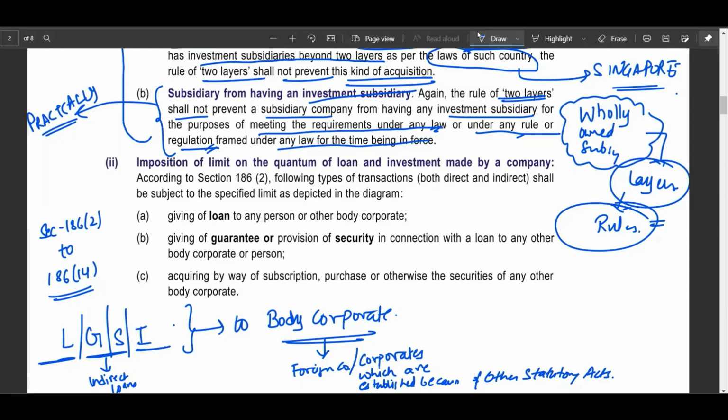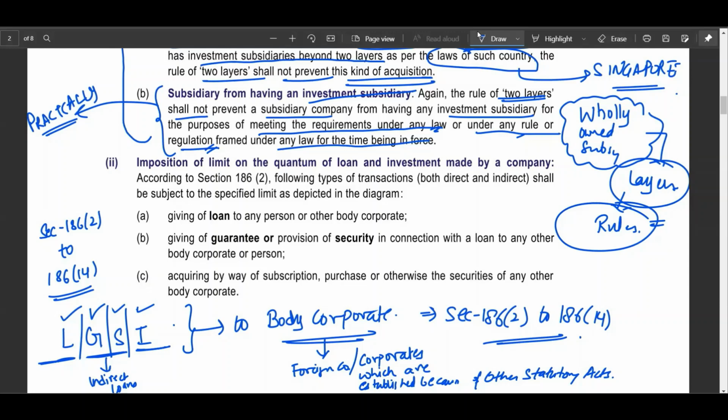So if a company wants to give loan, provide security, or give guarantee, or basically invest in any body corporate, then they will have to comply with section number 186 subsection 2 to 186 subsection 10 or 14. We will see about that. All right. So we will discuss it thoroughly. Then we will make a flow chart which will help you in basic understanding, and we will also create a summary that will help you for a one-day revision before exams. All right, so let's get into it.